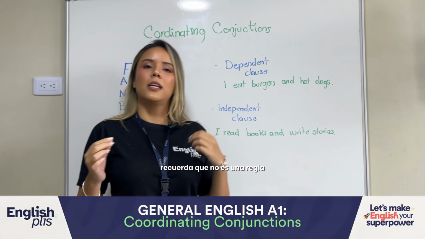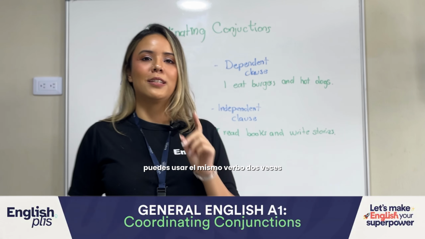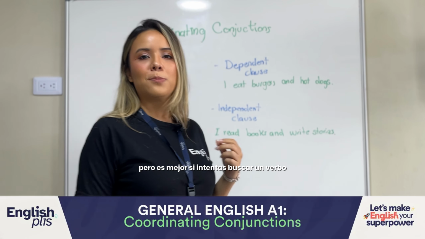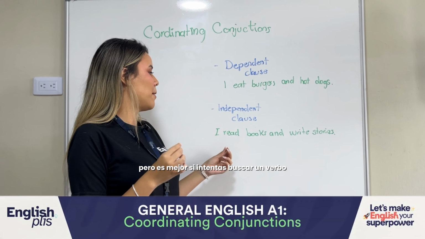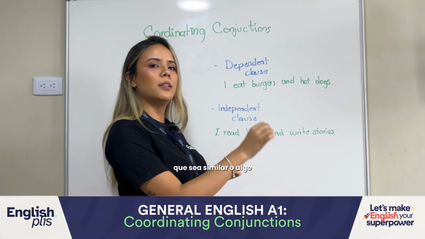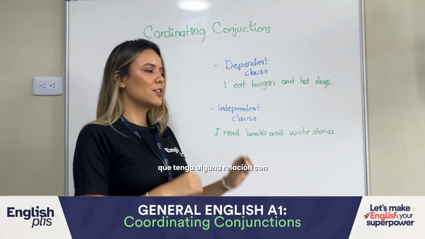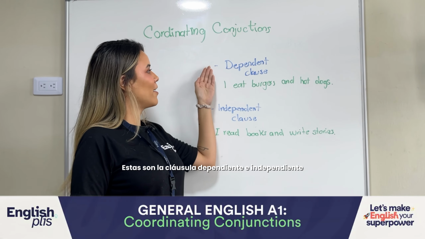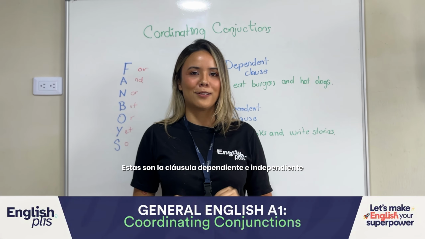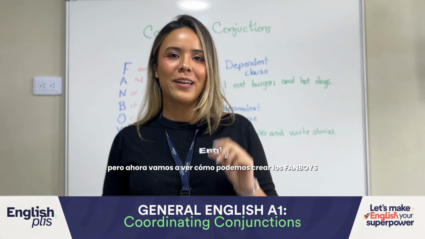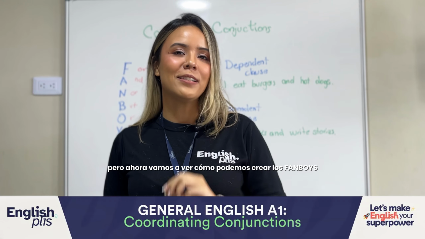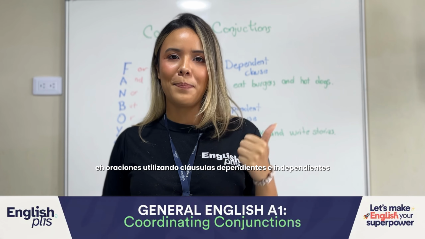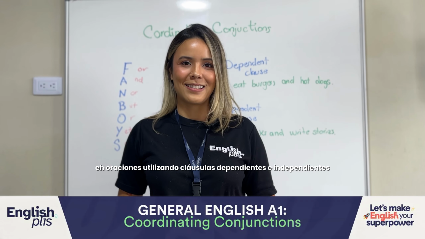Remember that it's not a rule. You can use the same verb twice, but it's better if you try to find a verb that is similar or something that has some relationship with the first part of my sentence. These are the dependent and independent clauses. But now let's see how we can create the FANBOYS sentences using dependent and independent clauses.